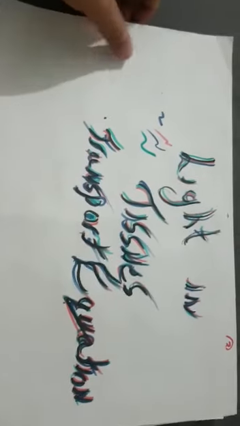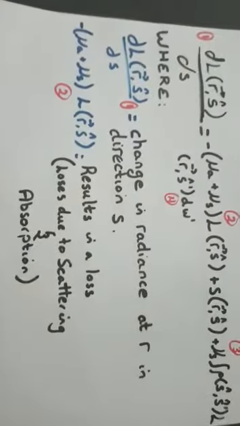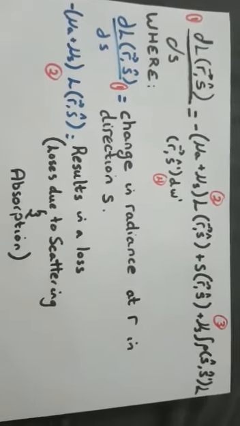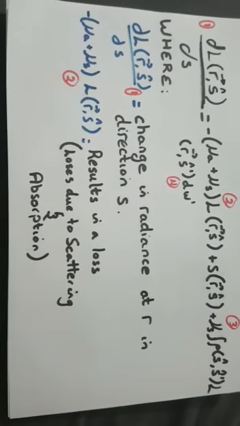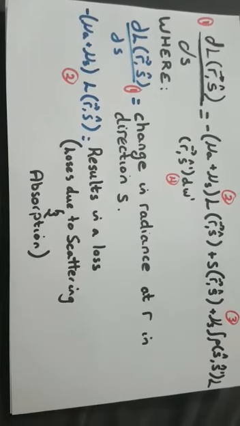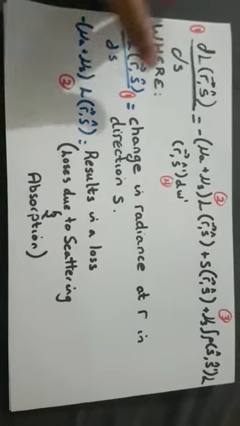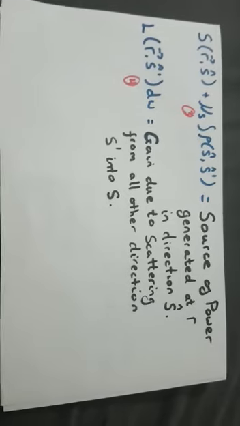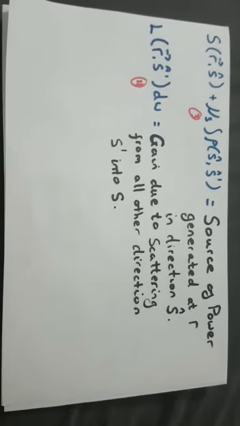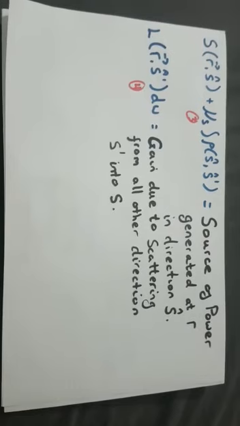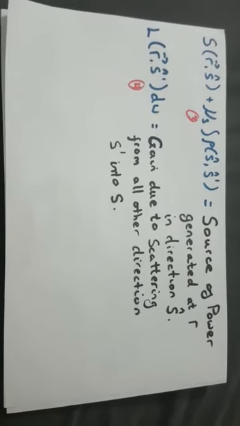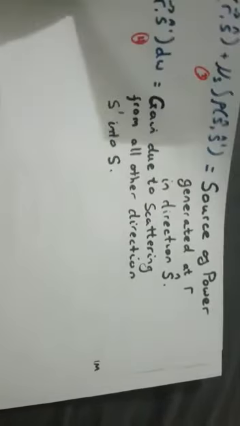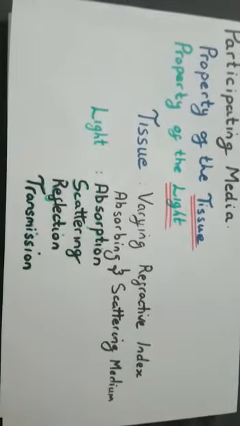Light in tissues, the transport equation. Here we have the transport equation and what each part means. At 1, we can see it's a change in radiance at r in direction s. 2 is a loss either due to scattering or absorption. 3 is the source of power generated at r in a direction s. And 4 is the gain due to scattering from all other directions s prime into s, meaning scattering affects the medium from other sources.